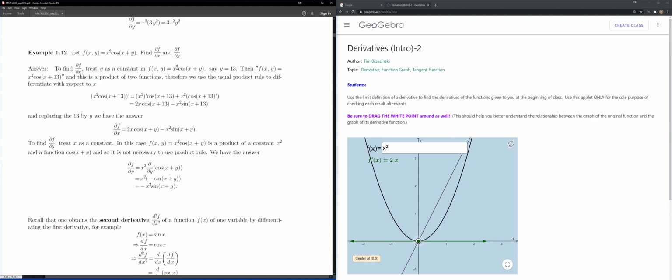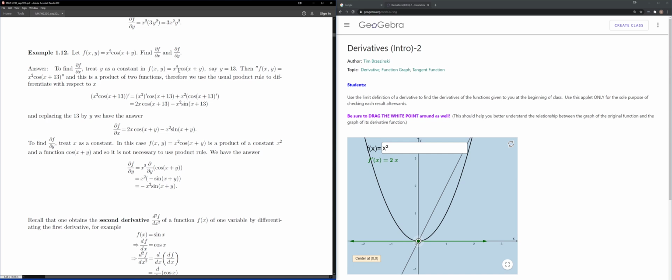And now this cos of (x plus y), you're going to differentiate with respect to x. If you differentiate the cosine of (x plus y) with respect to x, the cosine will become minus sine. You're going to get minus sine of (x plus y), and then you multiply by the derivative of this x plus y with respect to x. And if I differentiate this inside here, x plus y with respect to x, I'm just going to get 1.